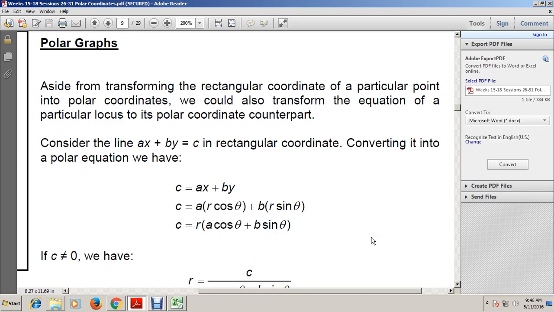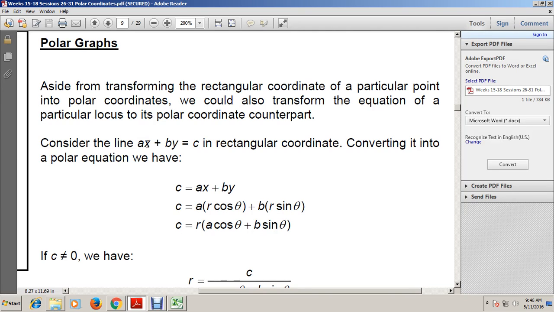Aside from transforming the rectangular coordinate of a particular point into polar coordinates, we could also transform the equation of a particular locus to its polar coordinate counterpart. Consider the line ax plus by equals c in rectangular coordinates. Converting it into a polar equation, remember our substitution: x is equal to r cosine theta, while y is equal to r sine theta.